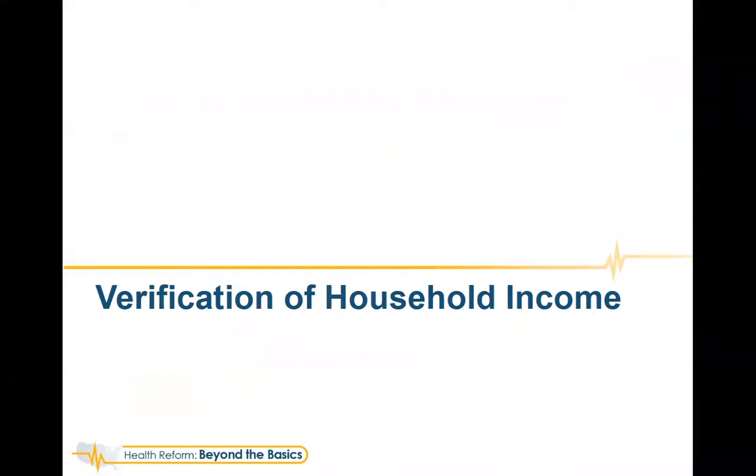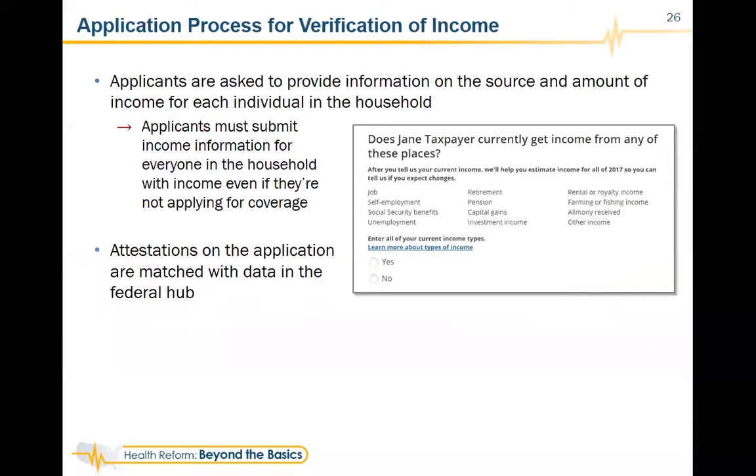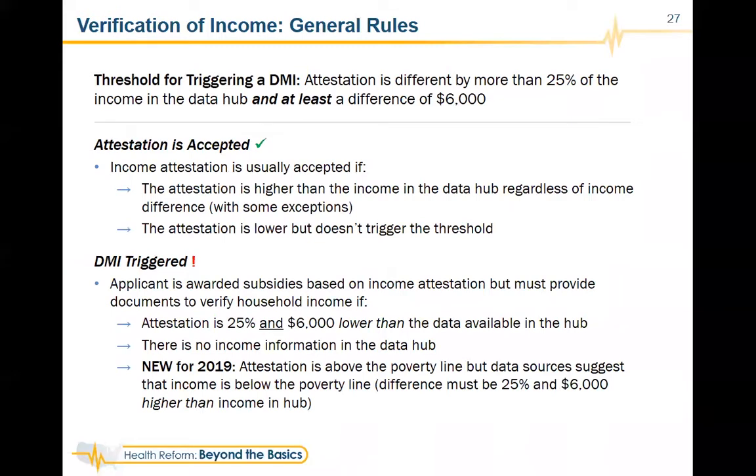Thanks, Shelby. We're going to talk a little bit about household income verification. On the application, as you know, applicants are asked to provide information on the source and the amount of income for everyone in the household. There are a lot of prompts within the application to help you get there. Those attestations of your income are then matched with data in the federal data hub. So what are the possible outcomes of that?